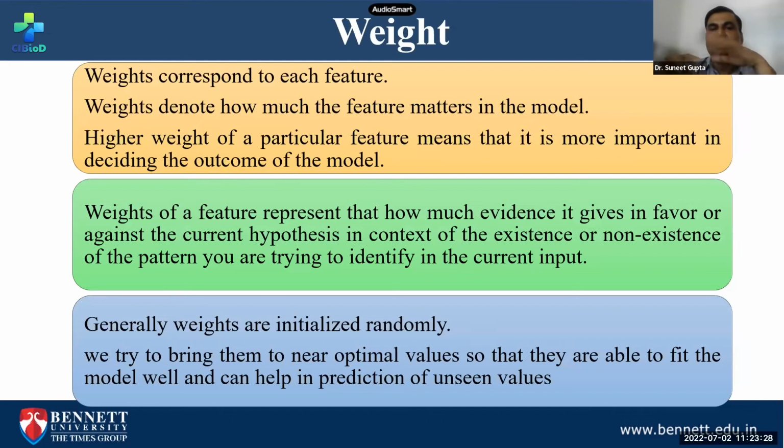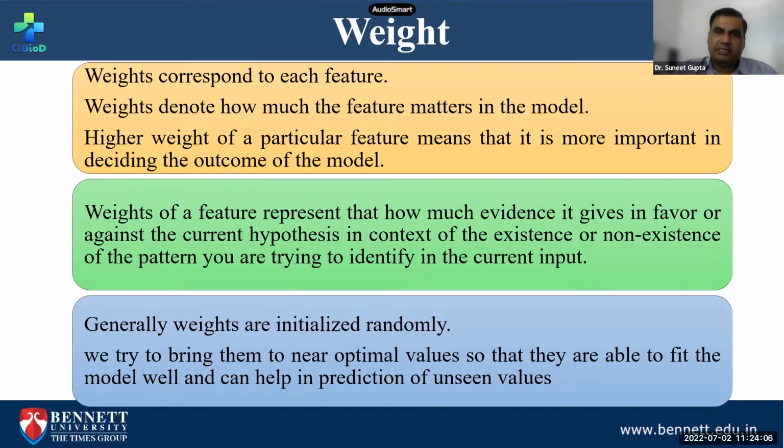Another important term is the weight. With respect to each feature, we have to assign a weight. Let's say in a particular set of data, 20 features are there, and all the 20 features are not equally important. Feature 1, 2, up to 20 are there. The possibility is that feature 1 is highly important, feature 5 is highly important, but features 18, 19, 20 are less important. What is the meaning of less or high importance?